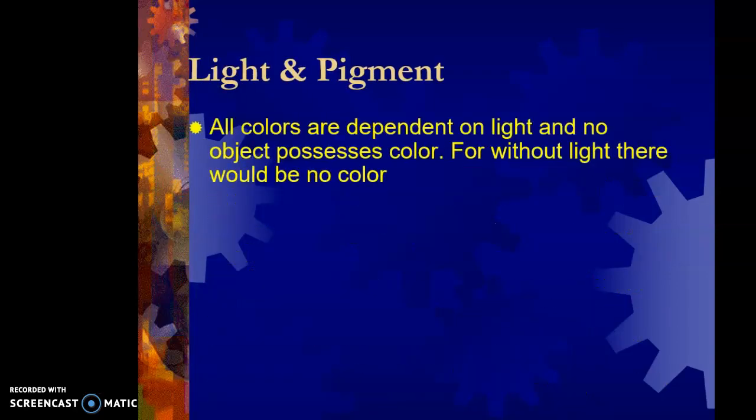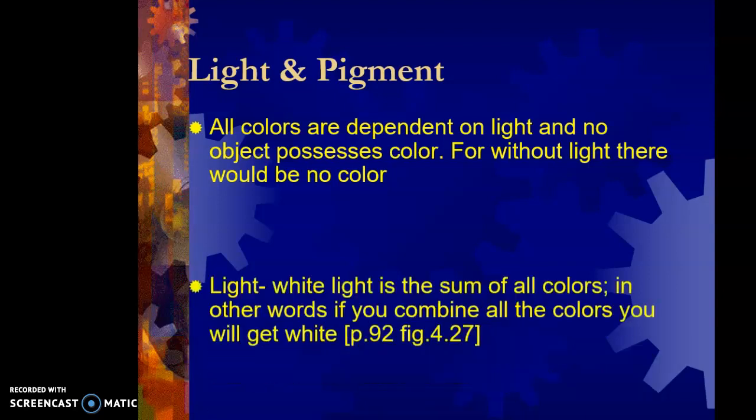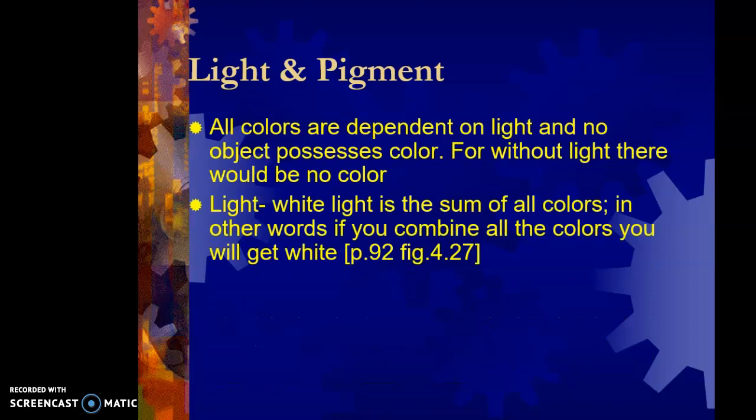Now, light and pigment. This one can be a little confusing. All colors are dependent on light, and no object possesses color, for without light there would be no color. Okay, so remember, color is the wavelength of light. So if you have no light, in essence, there should be no color. So light is considered to be the white light of the sum of all colors. In other words, you combine all the colors, you get white.